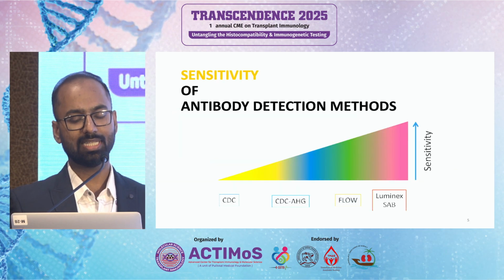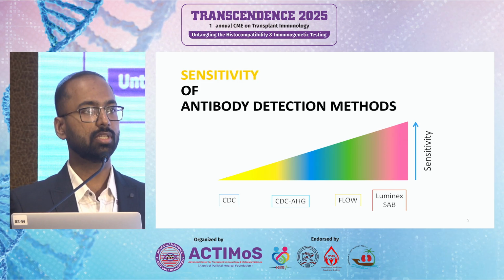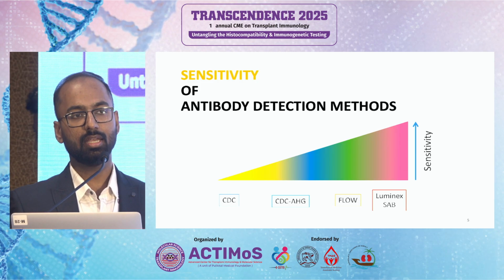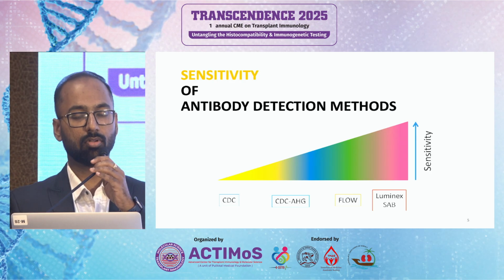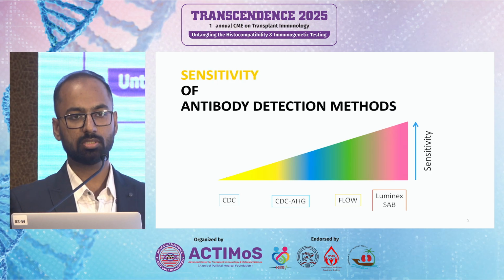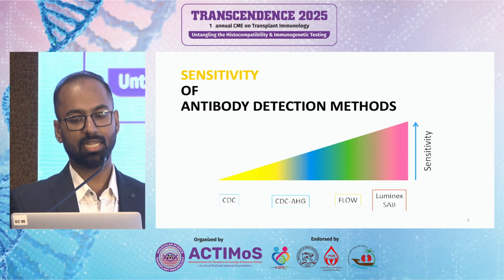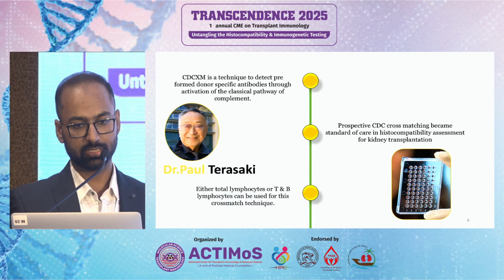This is how the sensitivity ranges. CDC is the least sensitive, and we have certain modifications to increase the sensitivity by adding a reagent called anti-human globulin. Flow is more sensitive, as we have discussed, and the maximum sensitivity is for Luminex-based assays like the single antigen bead assay or virtual crossmatch.